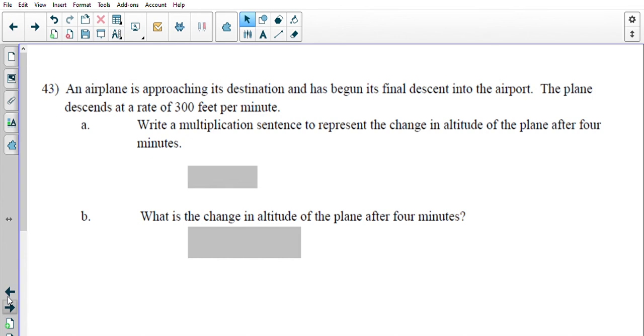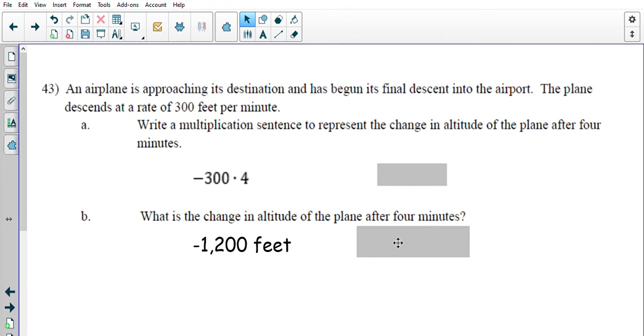So the multiplication sentence in this case, since we're descending 300 feet per minute, will be negative 300 times the 4 minutes we're looking at. So negative 300 times 4. What is the change in altitude of the plane after 4 minutes? 300 times 4 is going to get us 1200, but this will be negative 1,200 feet.